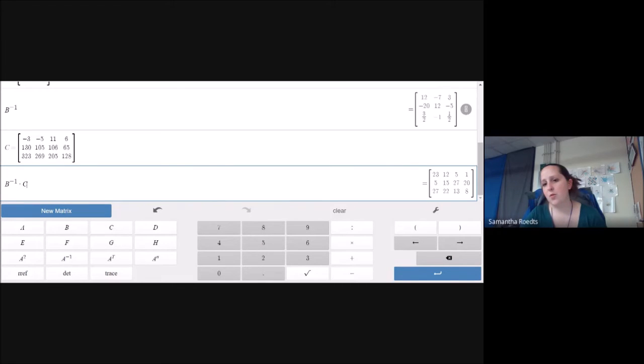I get this matrix here: 23, 12, 5, 1, 5, 15, 27, 20, 27, 22, 13, 8. Now what I need to do is change these numbers back into letters. So remember when they said originally you've given each letter a number. A is 1, B is 2, C is 3, D is 4, and so on and so forth.